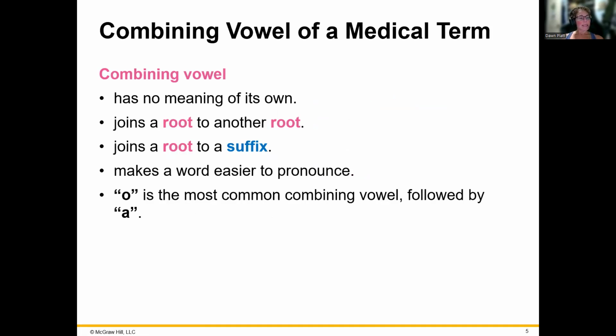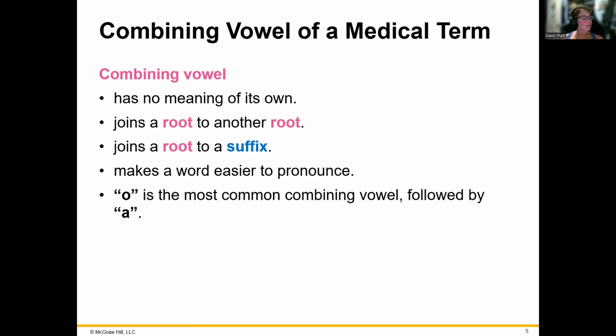Combining vowels. Like I stated, that combining vowel is where you have to add another vowel, A, E, I, or U, in between a root word and another root word, or a root word and a suffix. And all it does is it makes it easier to pronounce. It doesn't change the meaning or the definition at all. The most common combining vowel is going to be an O, followed by an A. Sometimes you will see an I, sometimes you will see an E in there. There may be a U. I don't know that I've ever seen a U, but it is possible.